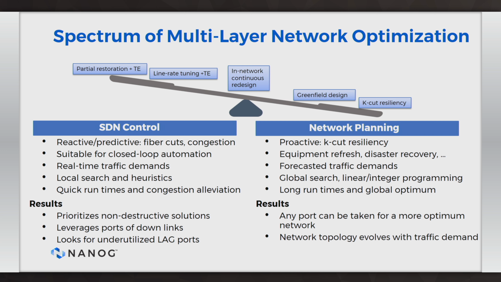You are going from 400 gig to 800 gig or something that you do once every few years, at very slow human time scales. In those cases, when we do optimization, we can do K-cut analysis. We can do really global optimization that can take a week to run, but we don't care, because it's something you do once every few years, right?